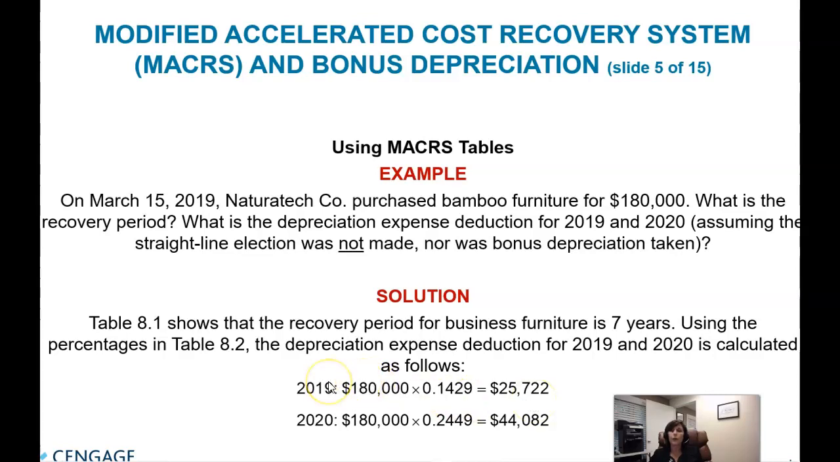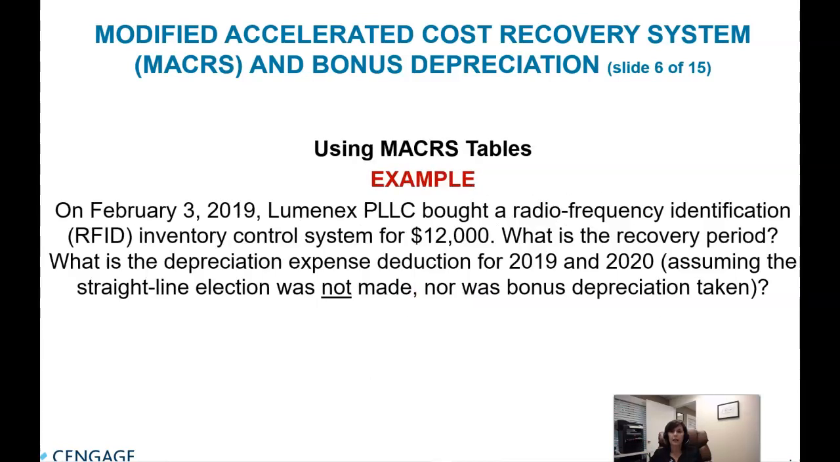And so we will actually be able to claim a depreciation expense for this item over 8 tax years, because this is a 7-year recovery period, because we will get half a year in year 1, and then in year 8 we will take the other half at the end.